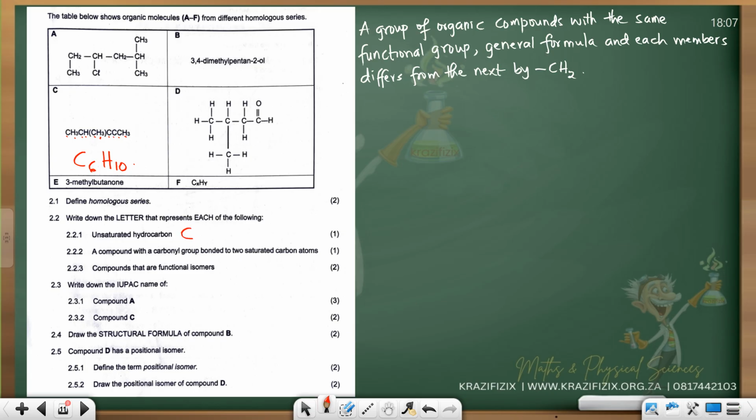It's an alkyne. A compound with a carbonyl group bonded to 2 saturated carbon atoms. That's actually a ketone, which is E. I don't know if you see what they're trying to say there. A compound with a carbonyl group. What's your carbonyl group? Your carbonyl group is that. Bonded to 2 saturated carbon atoms. So that's a ketone.